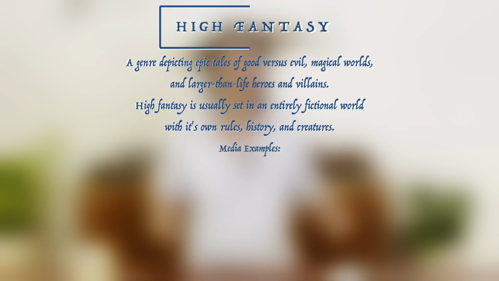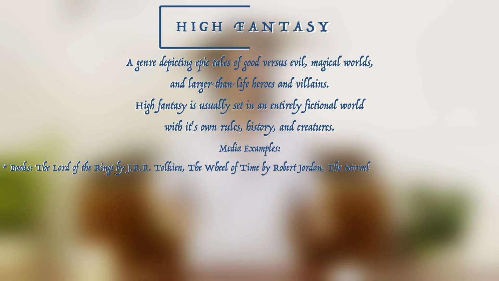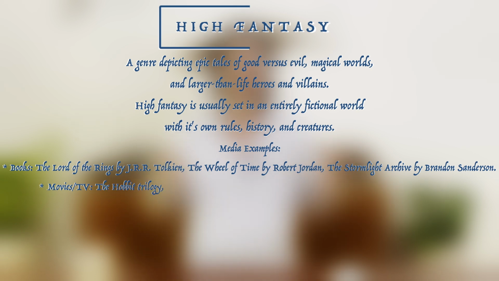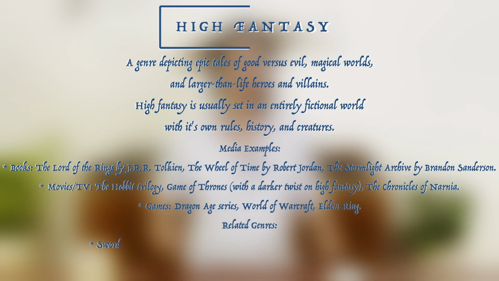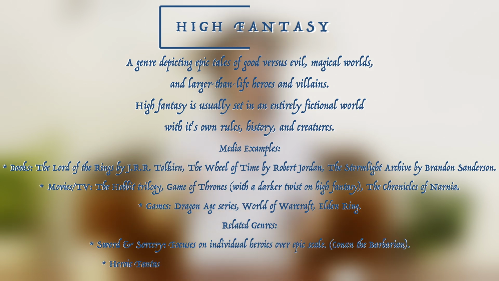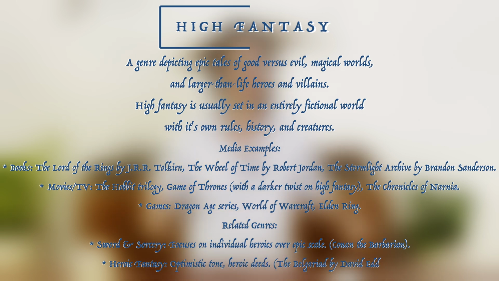Media examples are, in books, The Lord of the Rings by J.R.R. Tolkien, The Wheel of Time by Robert Jordan, and The Stormlight Archive by Brandon Sanderson. Movies and TV are The Hobbit trilogy, Game of Thrones with a dark twist on high fantasy, and The Chronicles of Narnia. In games, we have the Dragon Age series, World of Warcraft, and Elden Ring. Related genres is the sword and sorcery genre, focusing on individual heroics over an epic scale, like Conan the Barbarian. Also, the heroic fantasy, with an optimistic tone and heroic deeds, like the Belgariad by David Eddings.